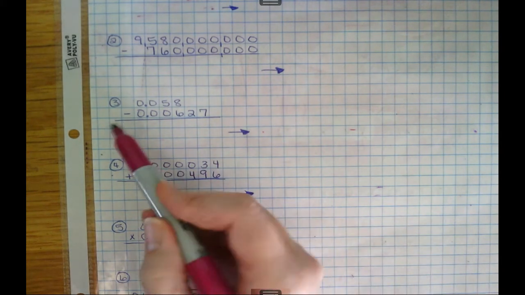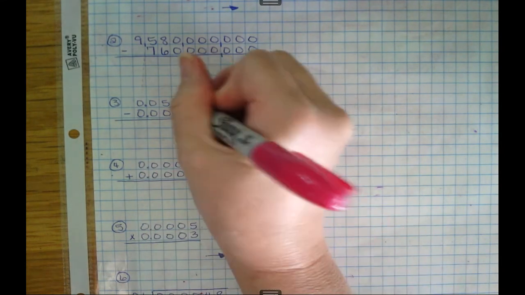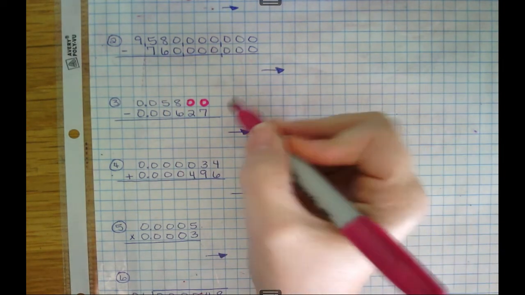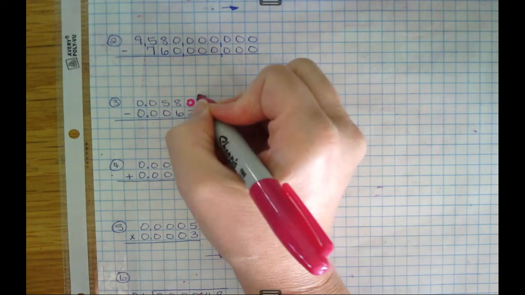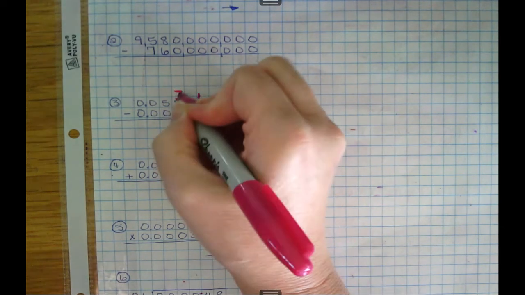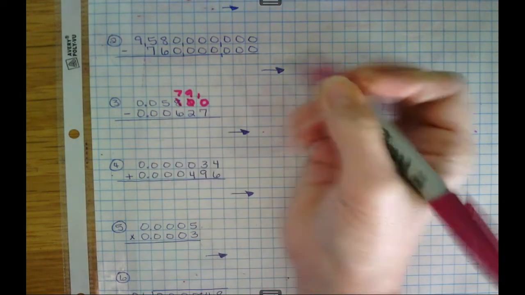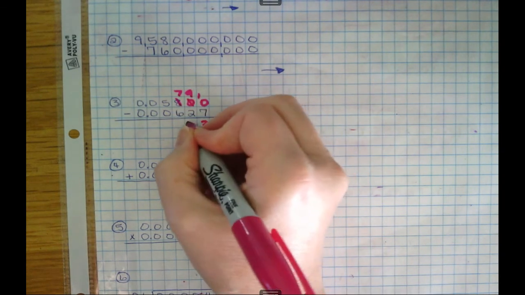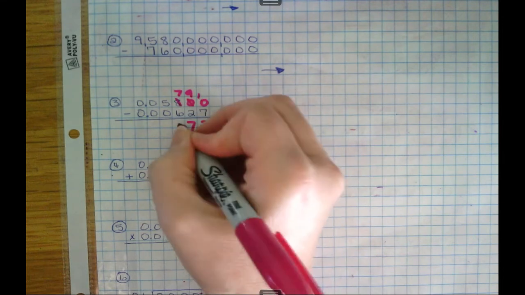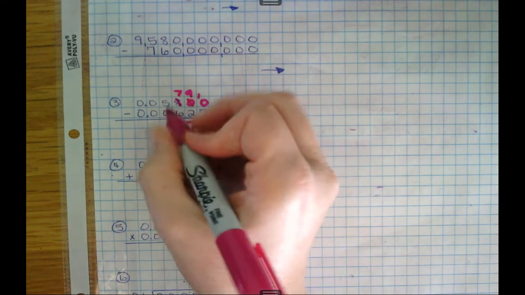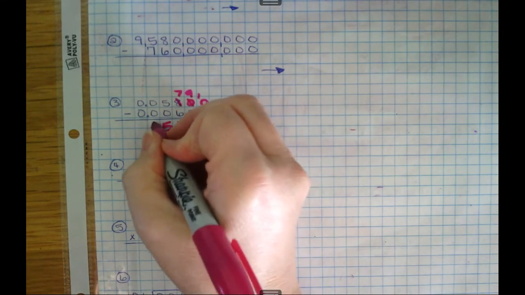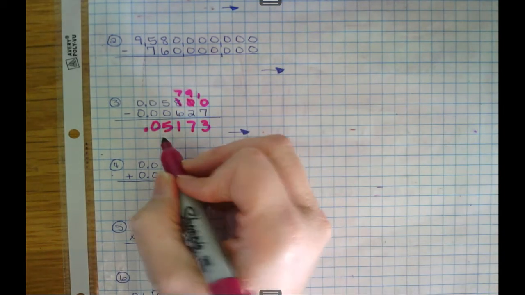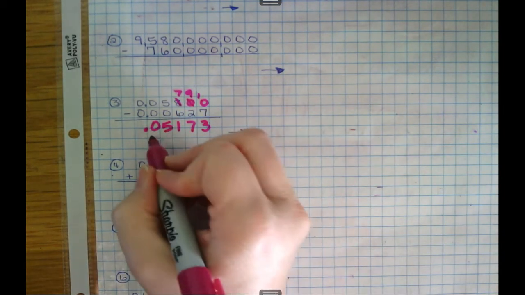So the first thing, this is subtraction. I'm going to fill in these 2 blank spaces with zeros. And then I'm going to subtract. I can't do 0 minus 7. I'm going to have to borrow across. So this becomes a 9. This becomes a 10. 10 minus 7 is 3. 9 minus 2 is 7. 7 minus 6 is 1. 5 minus 0 is 5. 0, decimal point.